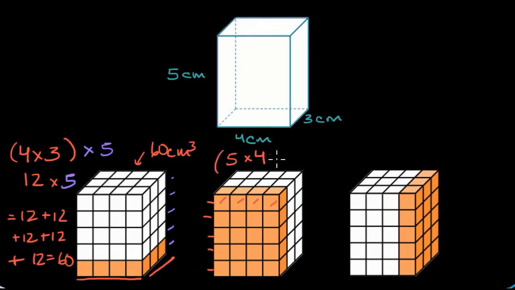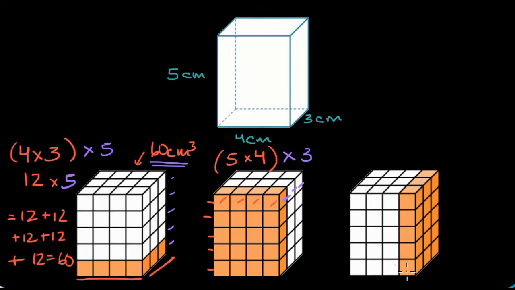So how many cubes are just in this orange layer? Well, it's 5 times 4, which is 20. And then how many of these layers are there? You could almost think of them as walls. Well, we could see that there are 1, 2, and 3 of them. So then you can multiply that times 3. Sorry, 5 times 4 is 20. And then 20 times 3 is going to be 60. Once again, 60 cubic centimeters. And you can do that with repeated addition. 5 times 4 is 20, and 20 plus 20 plus 20 is 60.